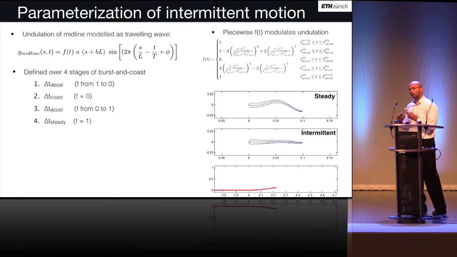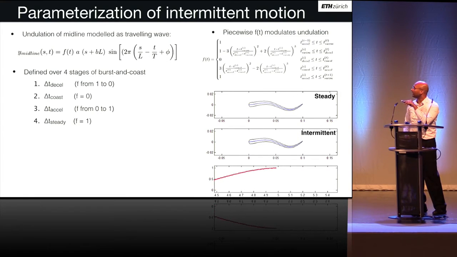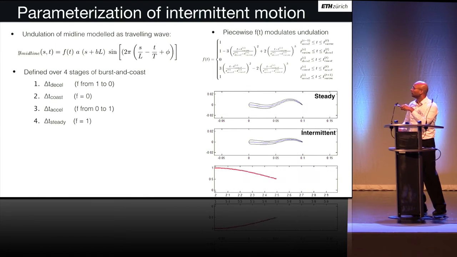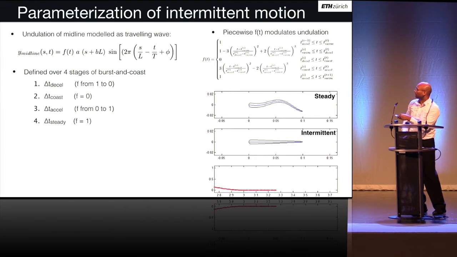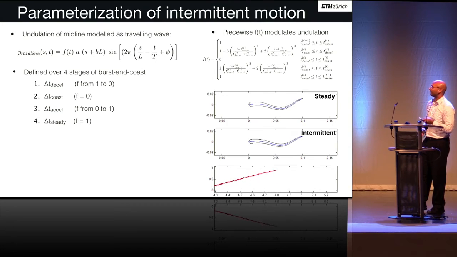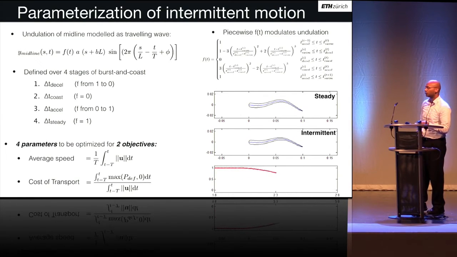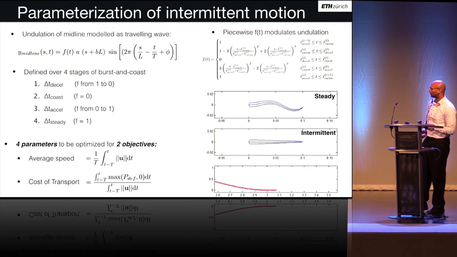And this sort of modulation gives us 4 parameters that we can play with. There's the time taken to decelerate from 1 to 0. And delta t cost is how much time you spend at 0 amplitude. Then you accelerate back from 0 to 1, and then you have the option to spend some time swimming steadily. So there are our 4 parameters that we can optimize with. And again, if you remember, we are after 2 objectives: high average speed and low cost of transport.